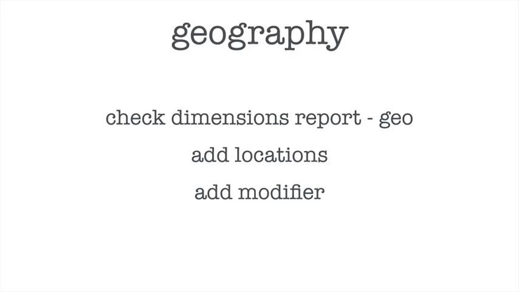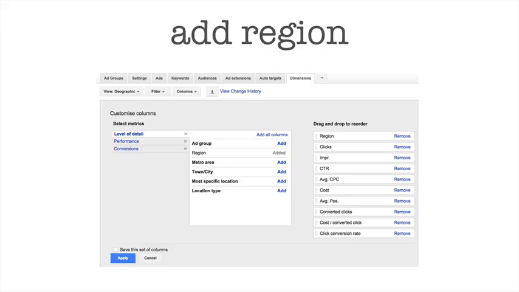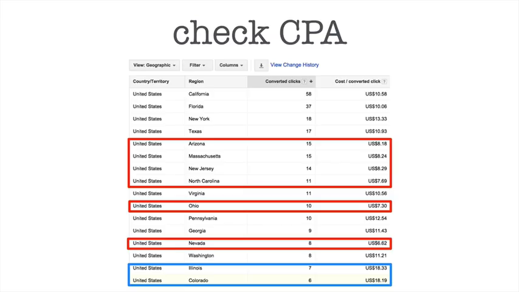You can set your bids at a geo level. There are 3 steps involved with this. Check the dimensions report first, then add the locations, and then add the modifier. Let's walk through a little example because I think this is quite useful. I'm going to assume that this is not a massively high volume account, and therefore we're going to only look at the region level. Unless you've got tons and tons of data, you're not going to bother using town or city because you're just not going to have enough statistically significant data to be able to make any decisions. So I've added region to my dimensions report.